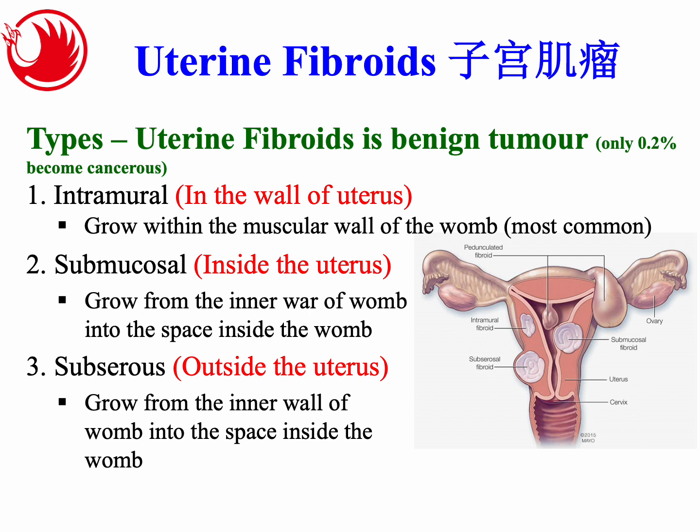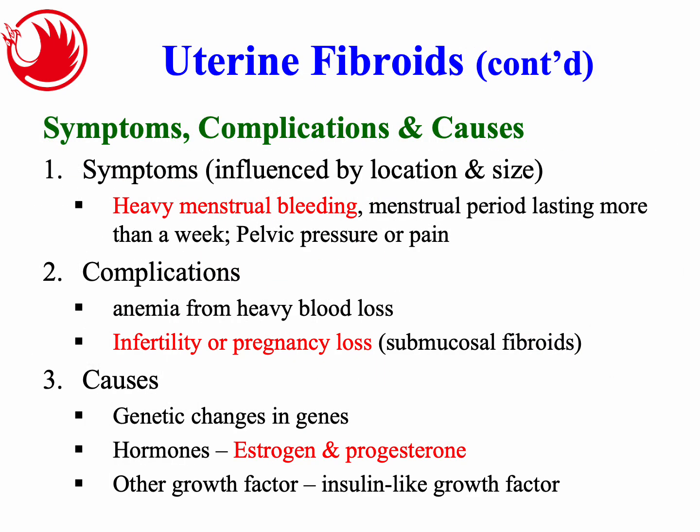So in summary, intramural fibroids are the most common and grow within the muscular wall of the uterus. Submucosal fibroids grow from the inner wall of the uterus, causing significant symptoms. Subserous fibroids grow from the outside wall of the uterus, often impacting surrounding organs. Okay, next we will look at the symptoms, complications and causes.